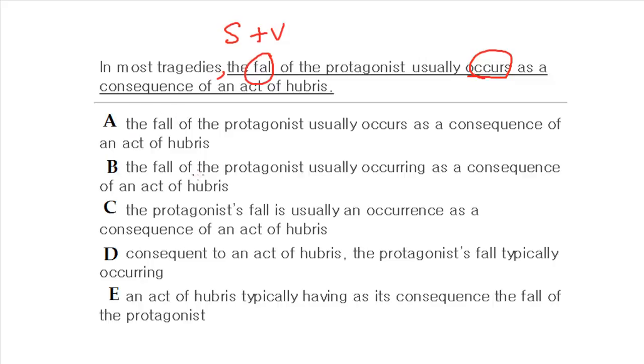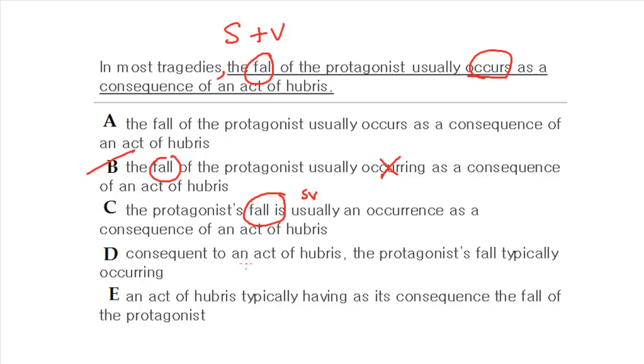What about B? The fall of the protagonist usually occurring as a consequence. There's no subject, well, there's a subject, there's no verb here, right? This is not a verb, so B is wrong. What about C? C, the protagonist's fall, okay, fall is. So that's subject and verb, but we'll come back to that one, and there's a reason why.